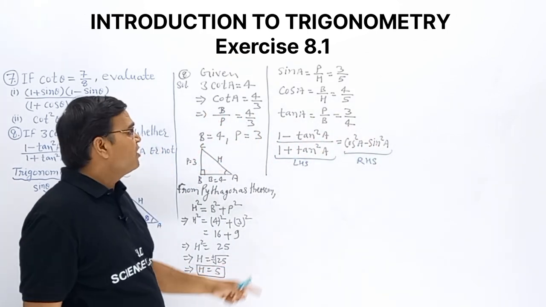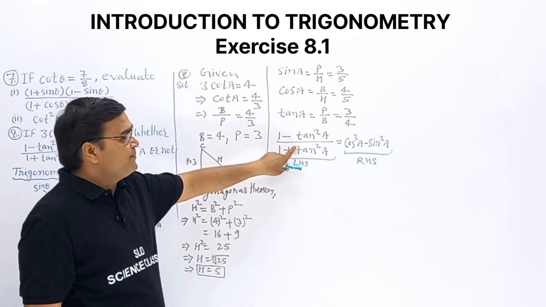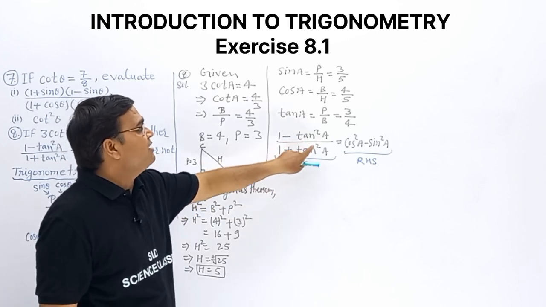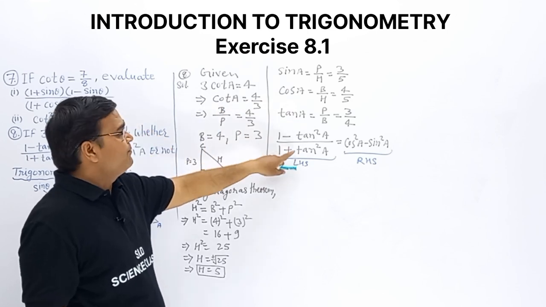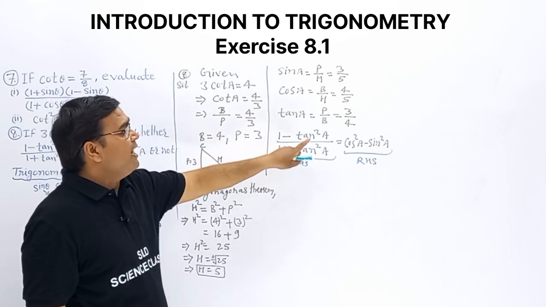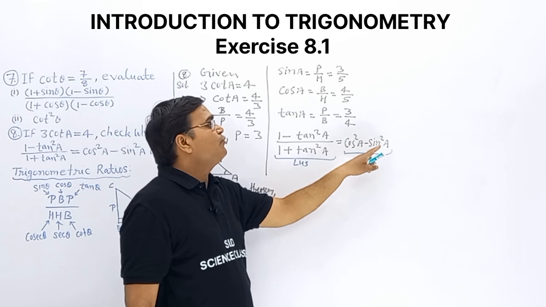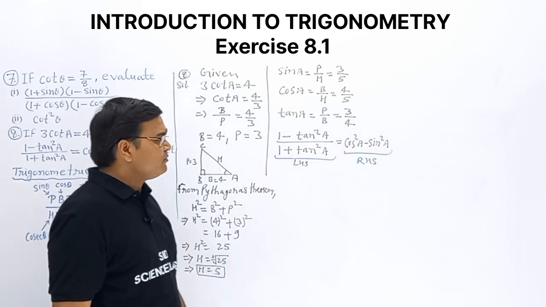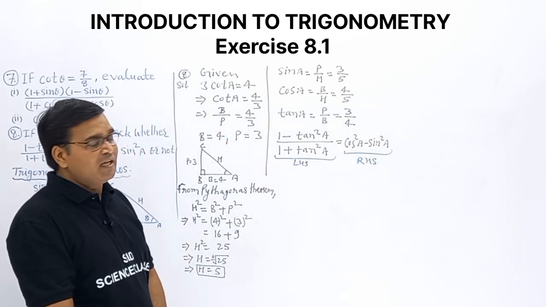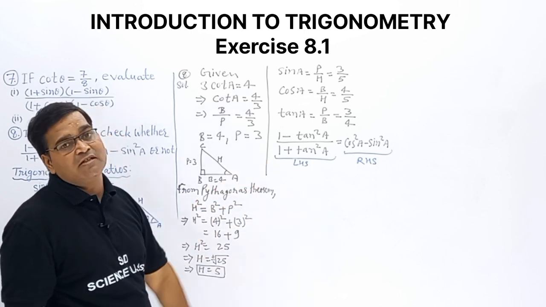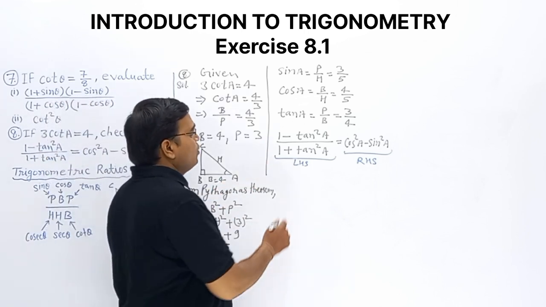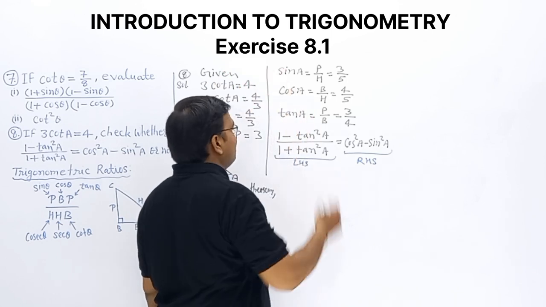How will we say? We will solve this side, we will put the value of tangent A from these values, and in the other side we will put the values of sin A and cos A. If left hand side is equal to right hand side, then we can say this relation is correct. So one by one I am solving.